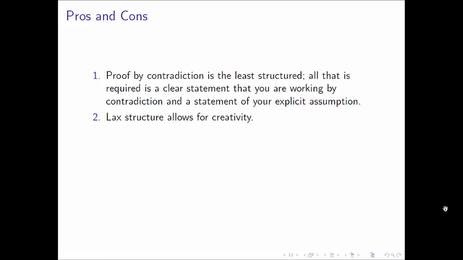Because of this lax structure, proof by contradiction really allows for a lot of creativity. And that's either said in the way of, lax structure allows for creativity and you're really excited about it, or lax structure allows for creativity, meaning there isn't always a great direction for what you should do next after you've made your contradiction assumption. And so sometimes people find that frustrating, that what to do next is not always entirely clear.